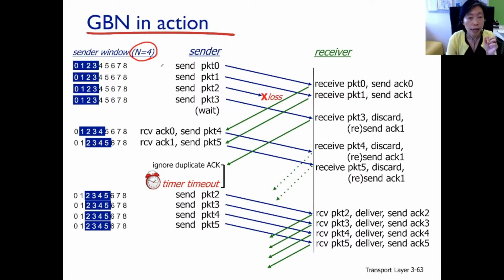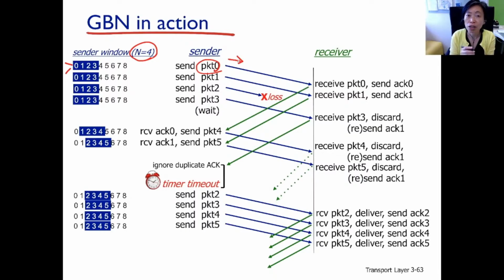So let's see. In the first call from above, the base and the next seq number are both initialized to 0. Now the first call from above is going to trigger checking whether the next seq number is within the sending window. The sending window starts from base and the window size is 4. Next seq is initialized to 0. Is 0 less than 0 plus 4? Yes. So we generate the packet and send it out.